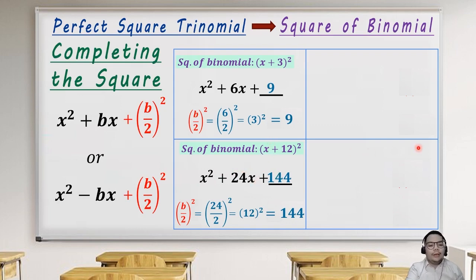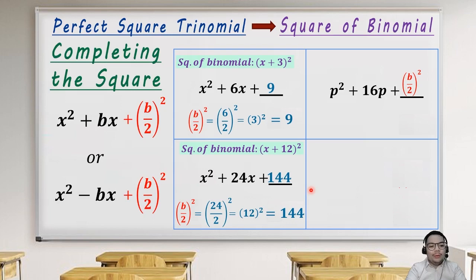So let's try another example. It's your turn now. You can pause the video if you want to answer this one. I have here p squared plus 16p plus blank. Sige, I'll give you 2 seconds to pause the video and answer. 2, 1.